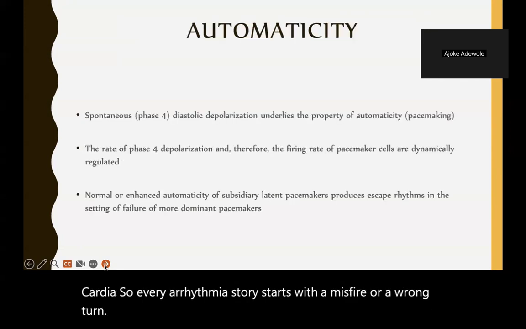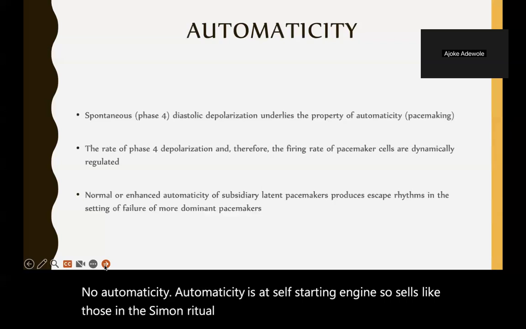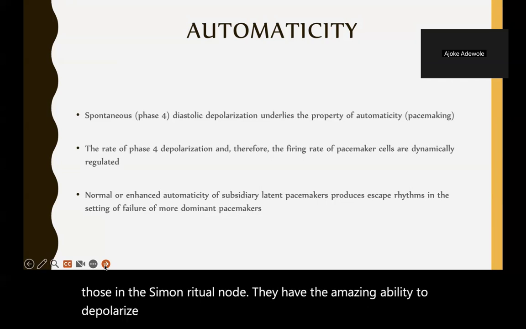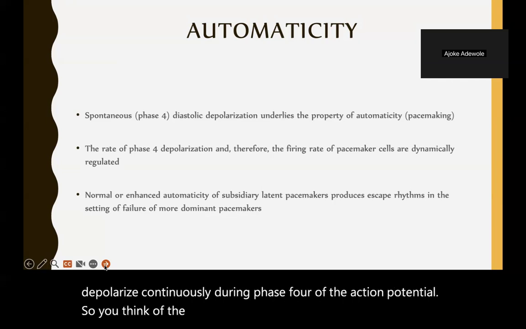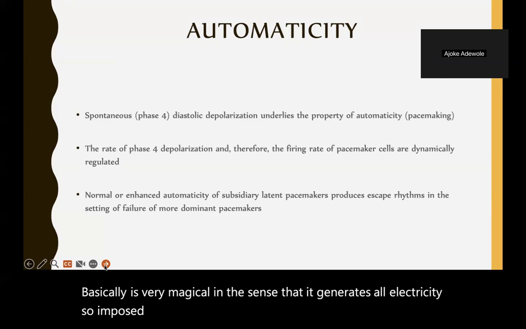Now, automaticity. Automaticity is the heart's self-starting engine. Cells like those in the sinoatrial node have the amazing ability to depolarize spontaneously during phase 4 of the action potential. You can think of the heart as setting its own alarm clock. It is very magical in the sense that it generates its own electricity, its own impulse. And you're looking at the sinoatrial node in the right atrium.